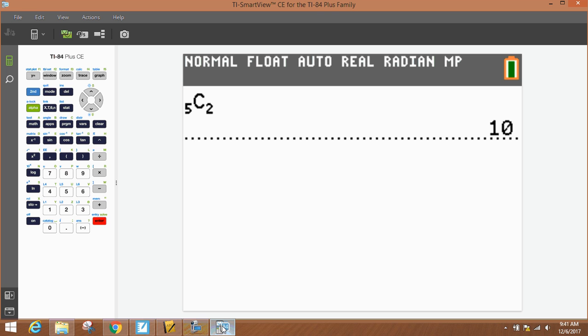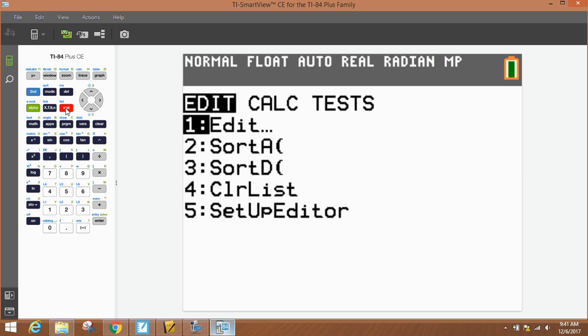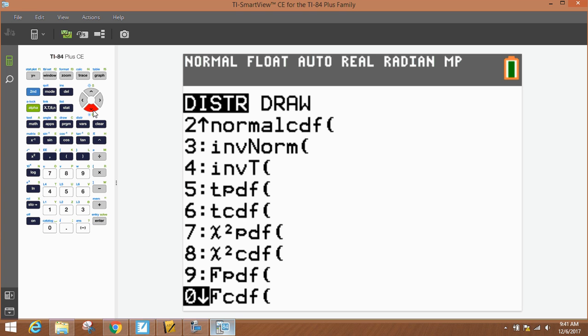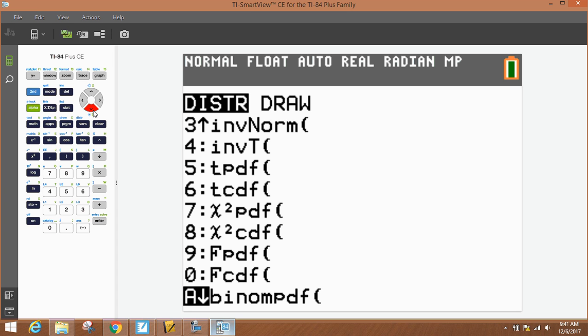So, in this case, now we're going to look at a distribution. So we're going to go to stat. My bad, we want distribution. Sorry, second bars is distribution. Now we're going to look for binomial PDF. There you are.